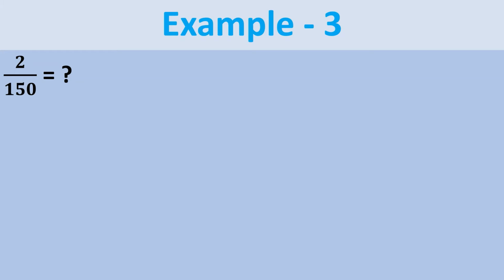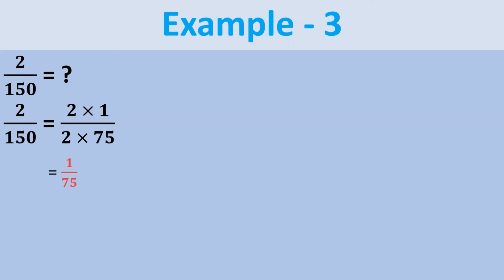Third example is to convert 2 by 150 into its lowest terms. We know that the numerator is 2 and the denominator is 150. 150 is divisible by 2. So we can write 2 into 75 is equal to 150. Cancelling the 2 from the numerator and denominator, we get 1 by 75.